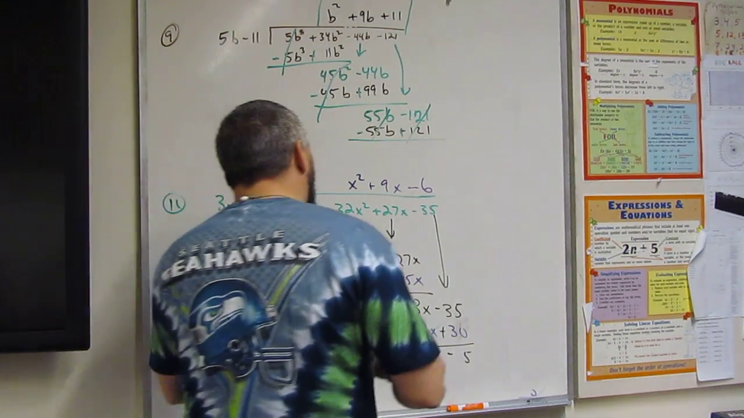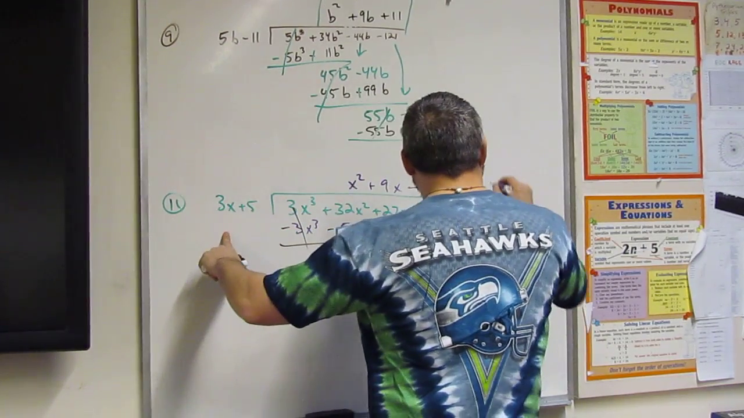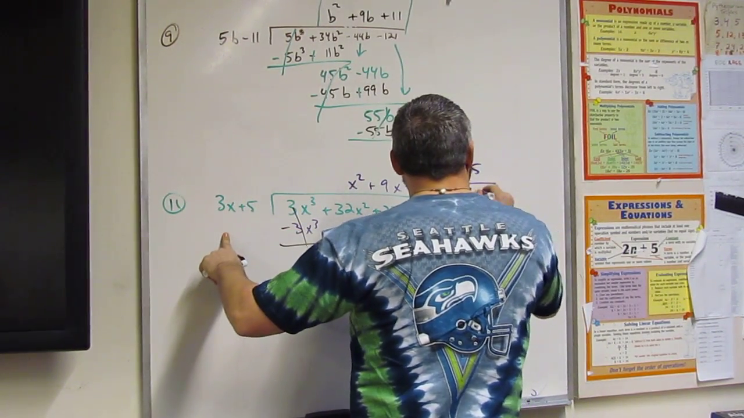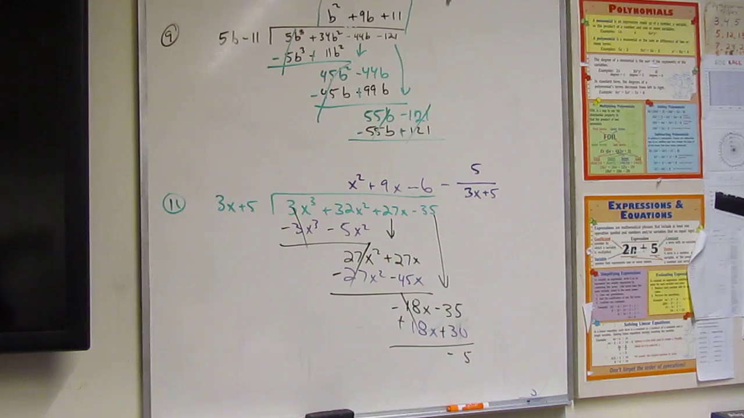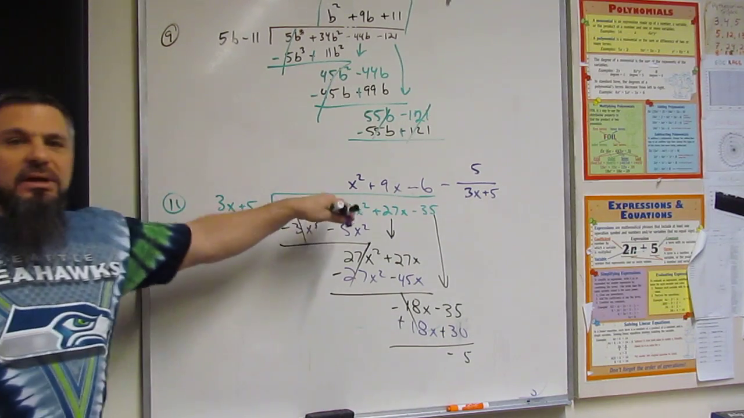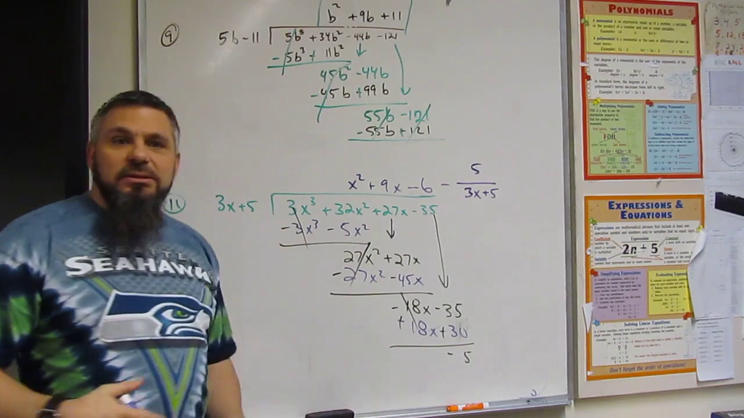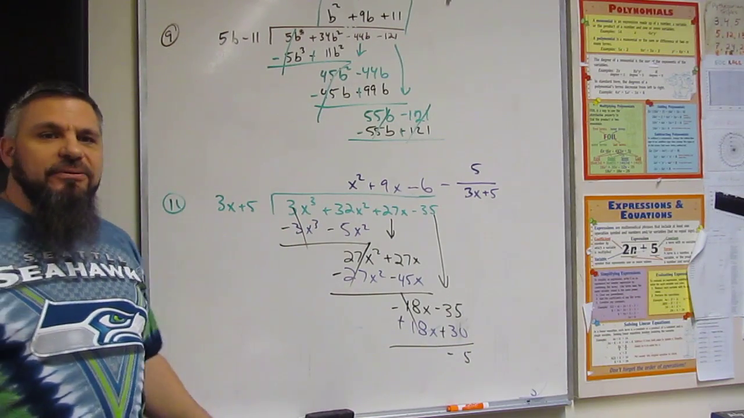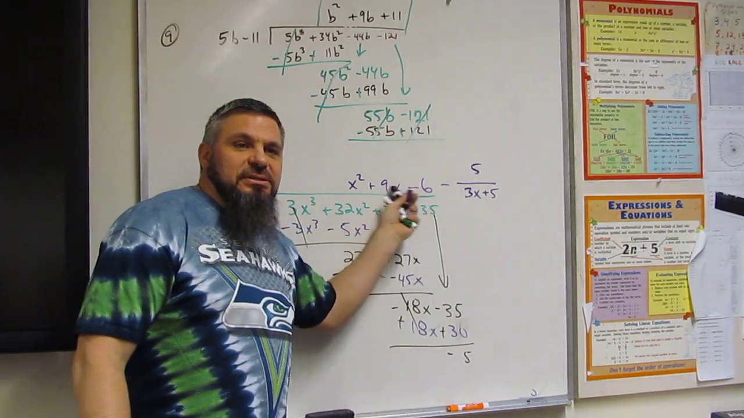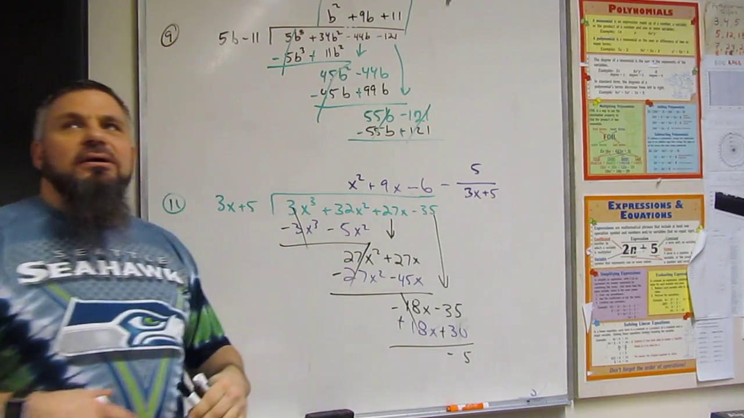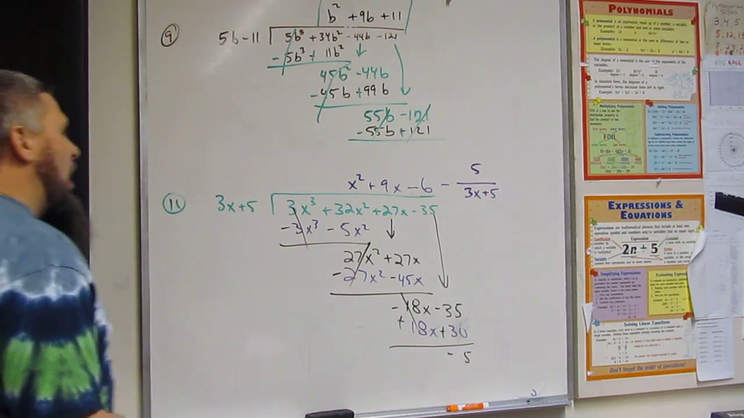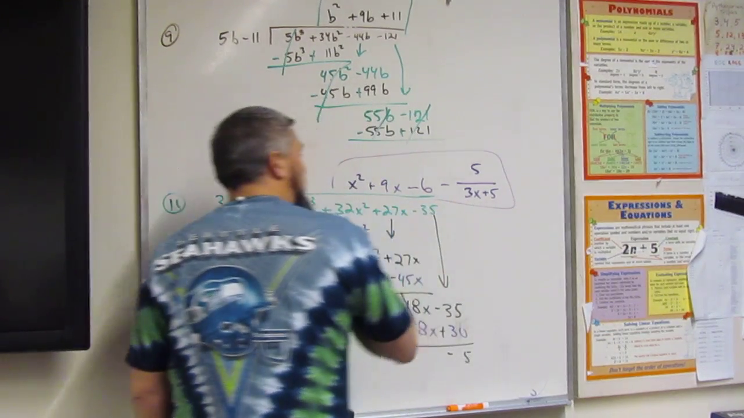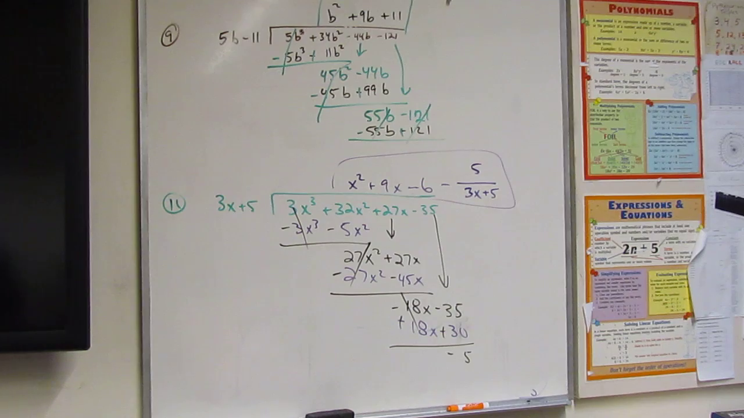Put it over the divisor. So I got minus 5 over 3x plus 5, right? Okay? So 5 over 3x plus 5. Now, is this factorable? I mean, is this a factor of this? No, this is not a factor. This is not an equation, is it? It's not a function, I should say, because it has something in the bottom. But this is the answer. Okay? And there you go. Long division.